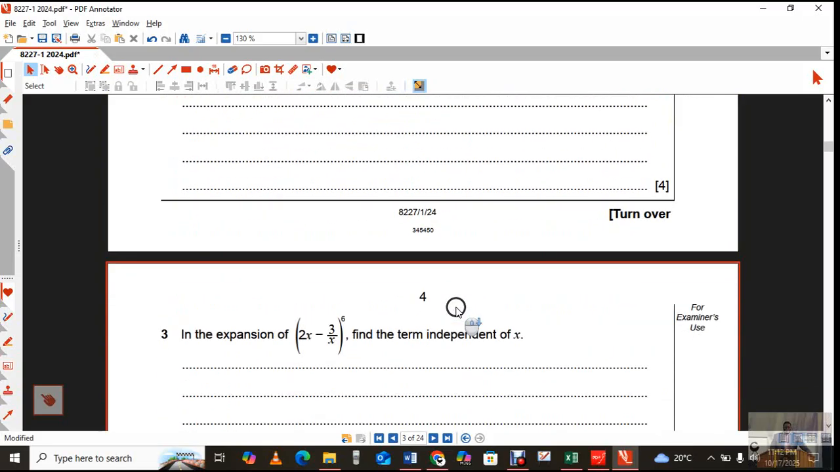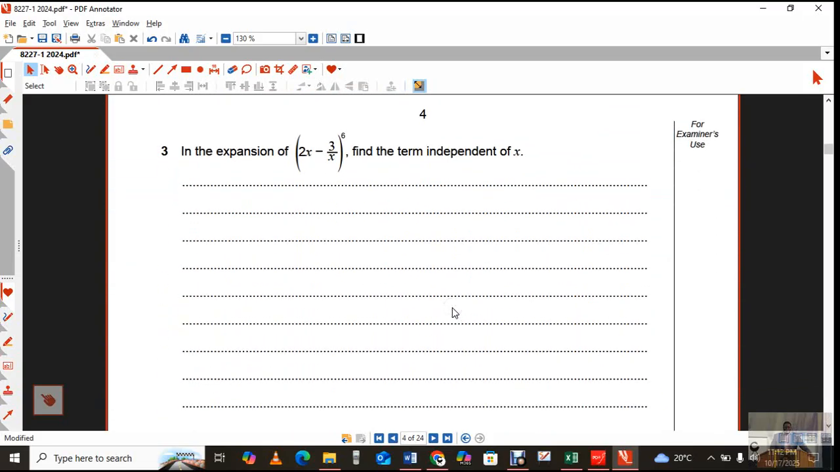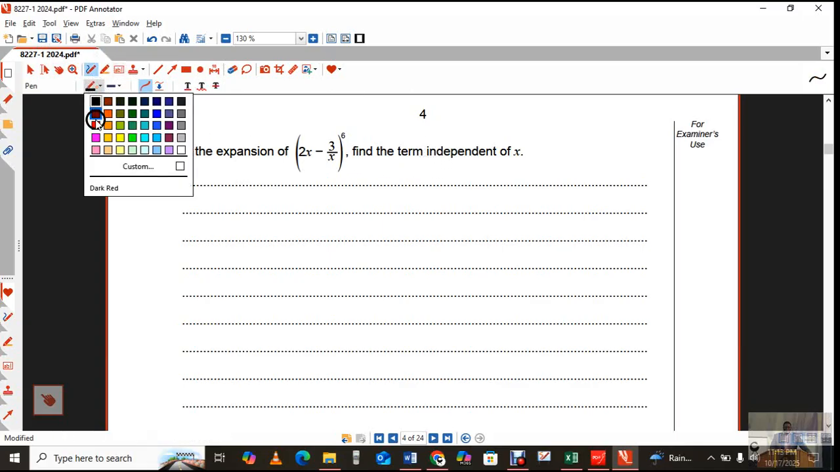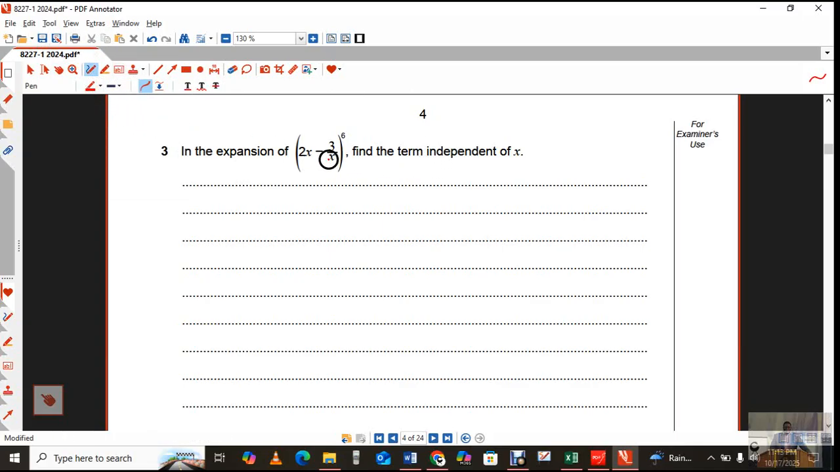All right, let's go then to the third question. And the third question is something that has to deal with binomial expansion. They say, in this expansion of the quantity 2x minus 3 over x all raised to the power of 6, find the term independent of x. Now, if the term is independent of x, then it means that this term is the constant term. That's what independent of x really means.